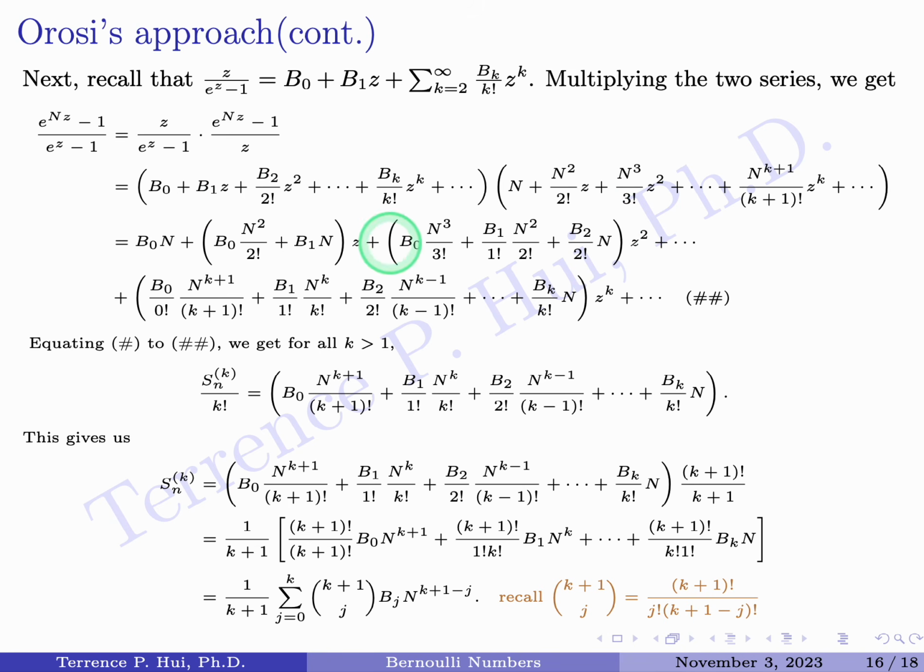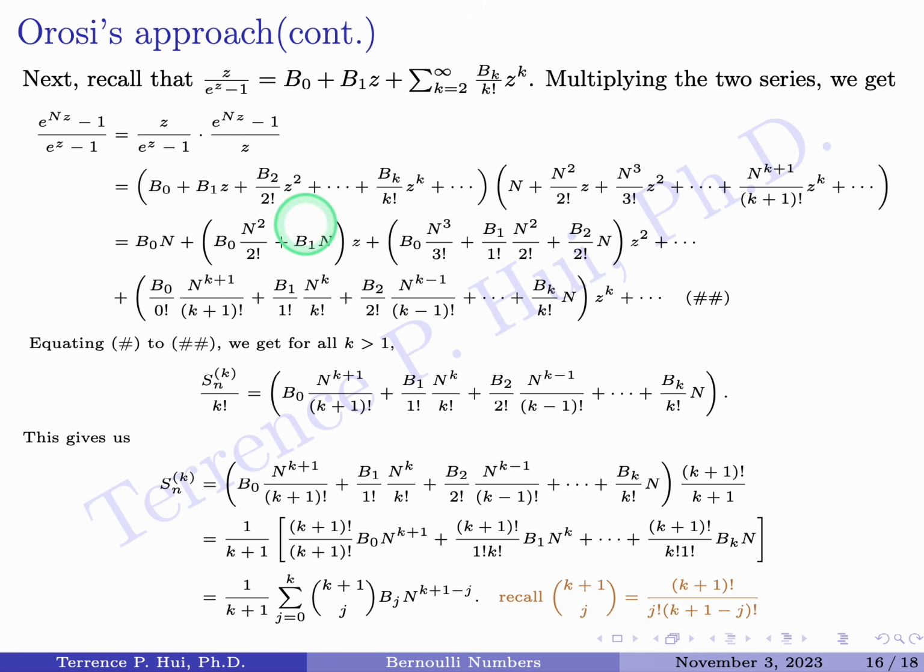Well, what will make up z to the first power in this infinite series? Well, it's going to be b sub 0 times n squared over 2 factorial, right? That will get a z out of it. But also b1 times n. So I have b0 n squared over 2 factorial plus b1 times n. That will make up the coefficient of z.